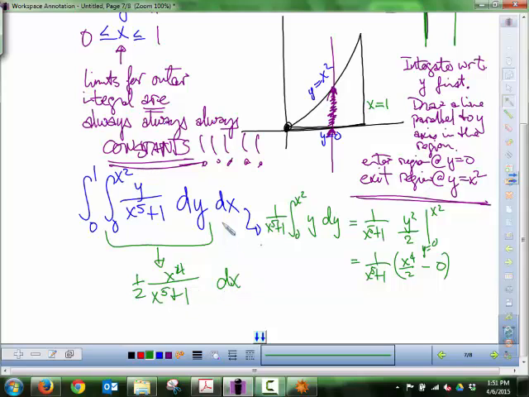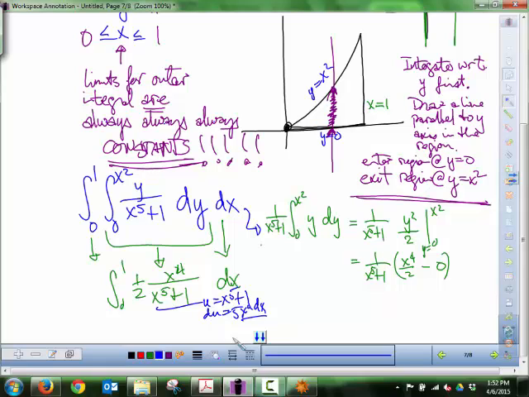Now I'm going to integrate with respect to x from 0 to 1. And I see that I can just simply take u equal to x to the 5th plus 1. du is going to be 5 x to the 4th dx. And there goes my easy integral.